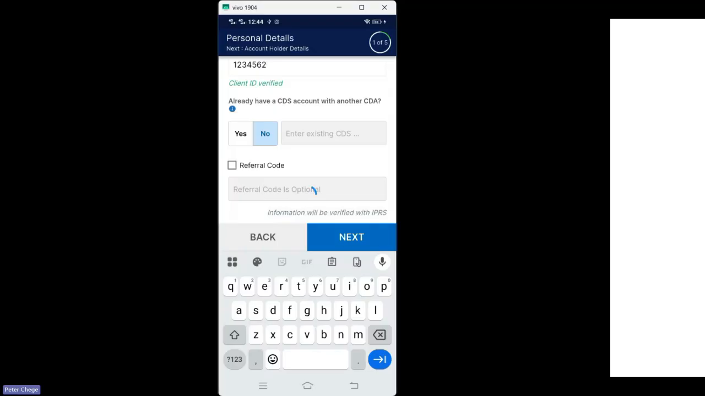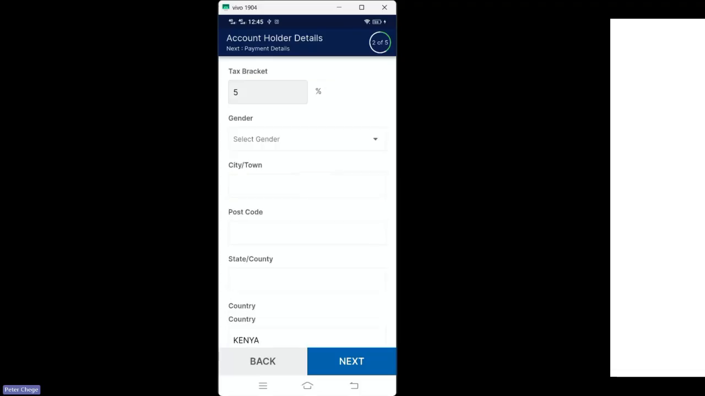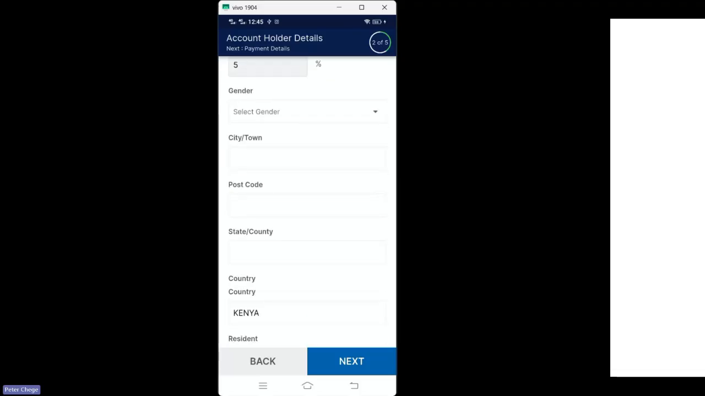For mine, I've disabled IPRS for this demo. Ignore client type, ignore tax bracket. Tax bracket, it's not the tax that you pay for capital gains. It is the withholding tax on dividend. And you don't need to worry about that. As you come to dividend, it is deducted at the source. That is, the registrar deducts it before they pay you. So you don't need to declare it when declaring your tax at the end of the year.